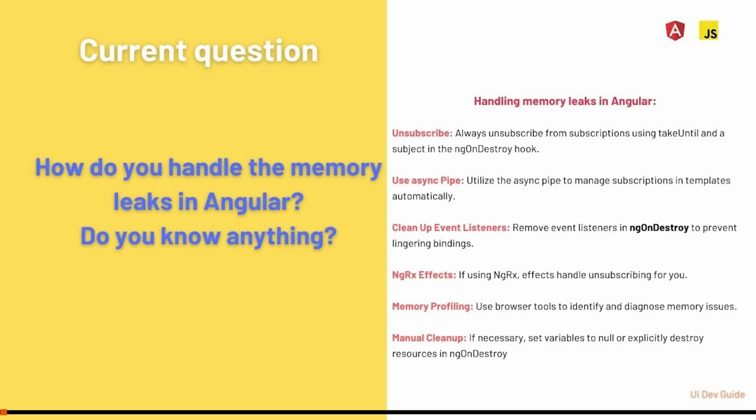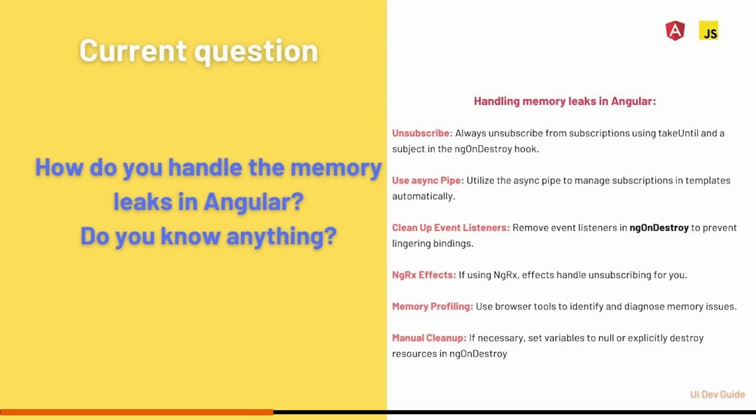So how do we handle memory leaks in Angular? Do you know anything about memory leaks? Okay. The memory leaks problem actually comes because of not unsubscribing the observables. So we always need to unsubscribe the observables, those which are not self-unsubscribing.